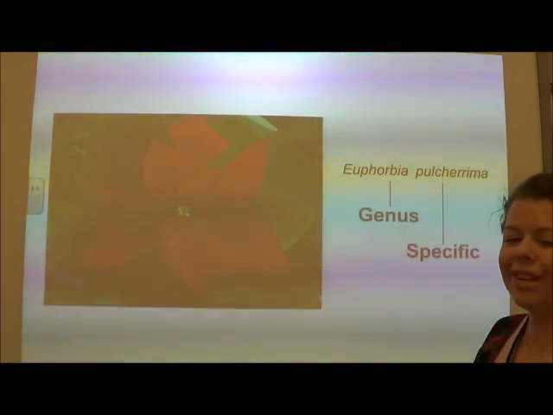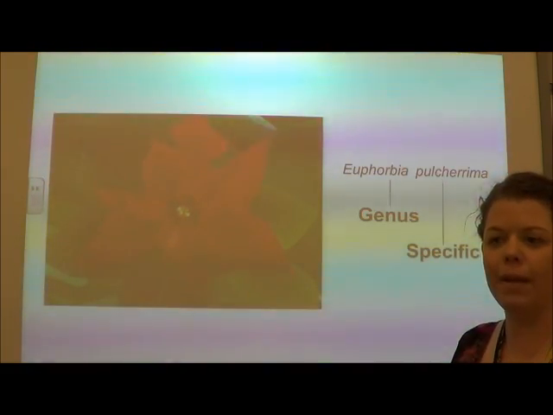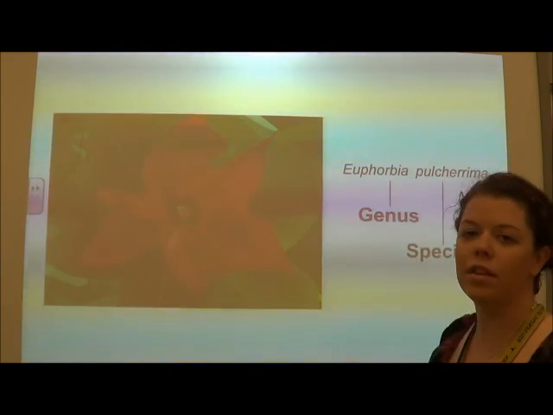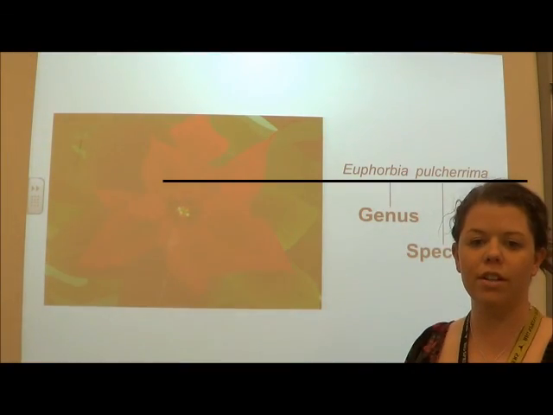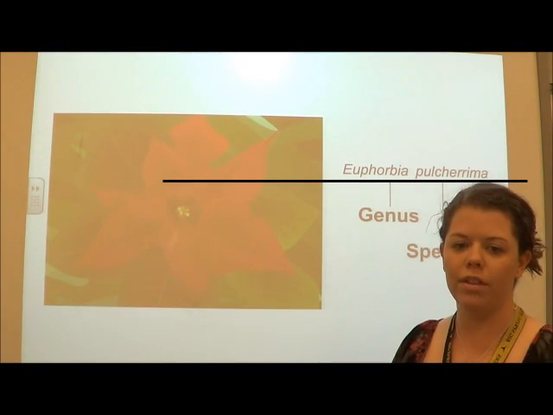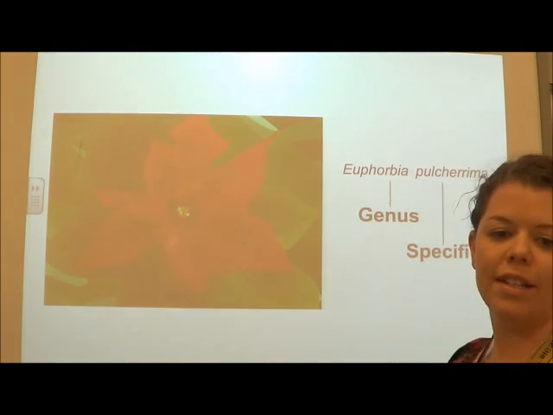Now, we don't get to write in italics because we're not typing, but if instead of italics, what do we do? It's real easy. You underline it, okay? It's either underlined or italics, never both. That's the proper way to write a scientific name.